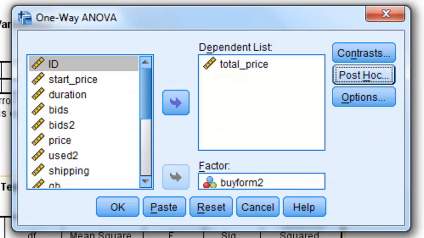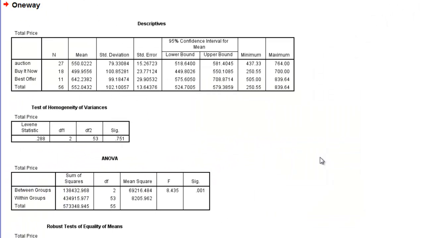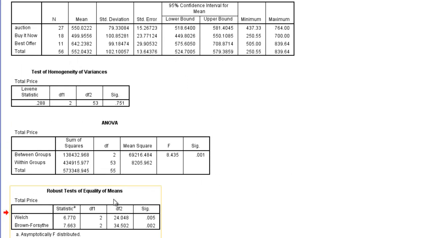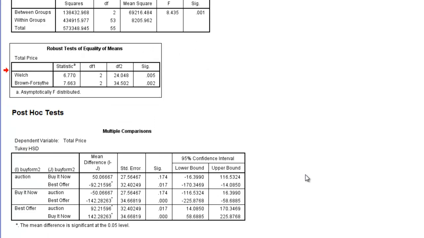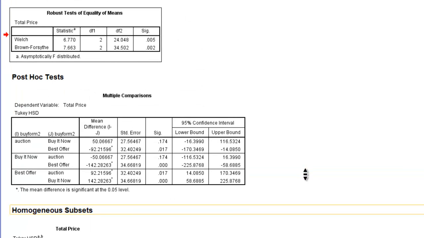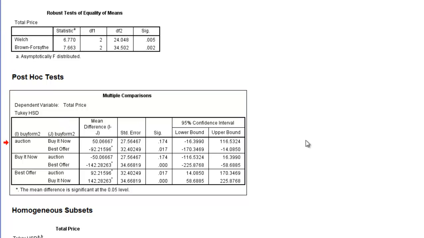And notice that I get similar output: descriptive statistics, my Levene's test, my ANOVA test, and my robust test of equality of means. So the output is very similar to what I received before, but I get additional output now. So under post hoc tests, I have this box titled multiple comparisons, and this contains my post hoc tests for all possible pairwise comparisons. When you look in this box, every possible pairwise comparison is actually listed twice.